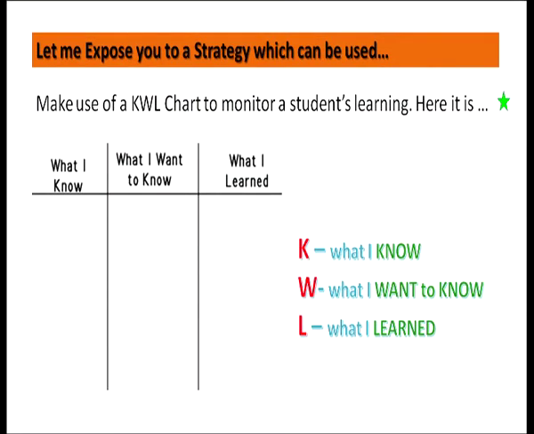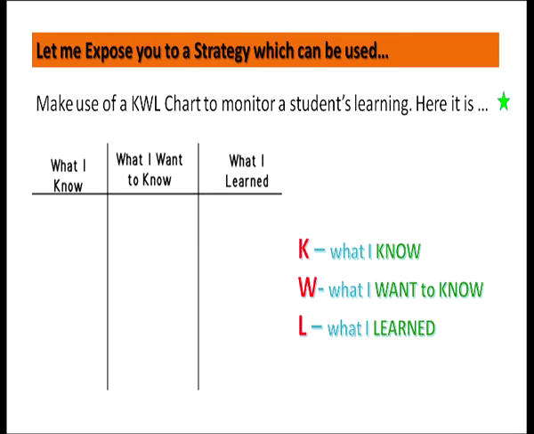Let me expose you to a strategy known as the KWL strategy, which is a powerful strategy that we as teachers can make use of. So K stands for what I know about something that I'm going to learn, what I know about plants. Then W stands for what I want to know. What do I want to know about plants that I am not familiar with? And L is concerned with what have I learned.